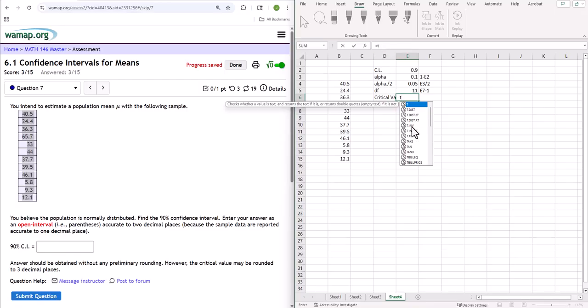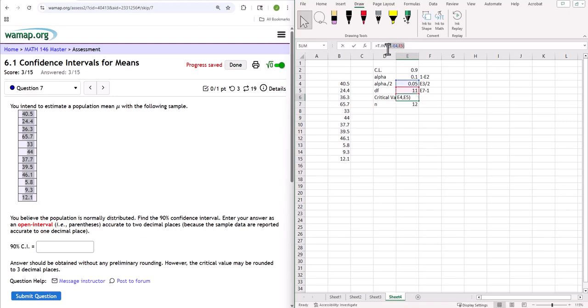So again, we're working with a t-distribution here, so it's going to be a t-inverse. I'll do 1 minus the tail area. That gets me that right-hand side. And then the degrees of freedom, and I can just click on that. Again, if you don't like to find your degrees of freedom, you can use n minus 1 also.